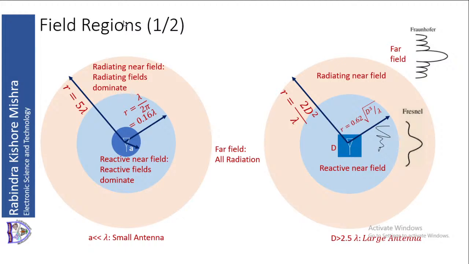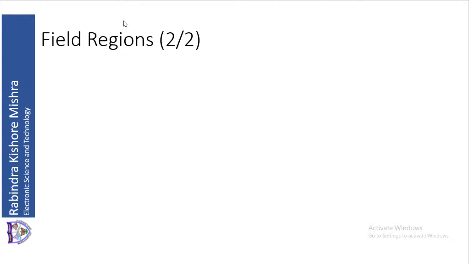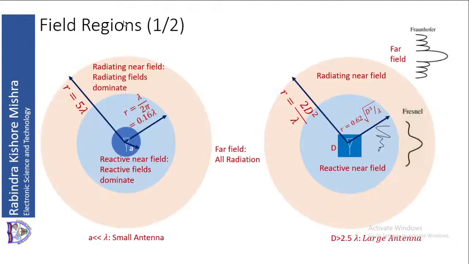Now if you look at the reactive near field, there R is equal to 0.62 root over of D cube by lambda. So from the antenna up to a radial distance of 0.62 root over of D cube by lambda is called the reactive near field for large antennas. Then beyond that, up to a distance of R equal to 2D square by lambda is called the radiating near field. And you can see the electric field distribution in the reactive near field and in the radiating near field.